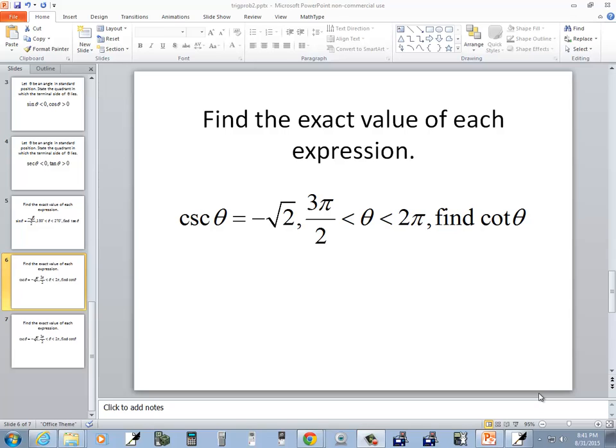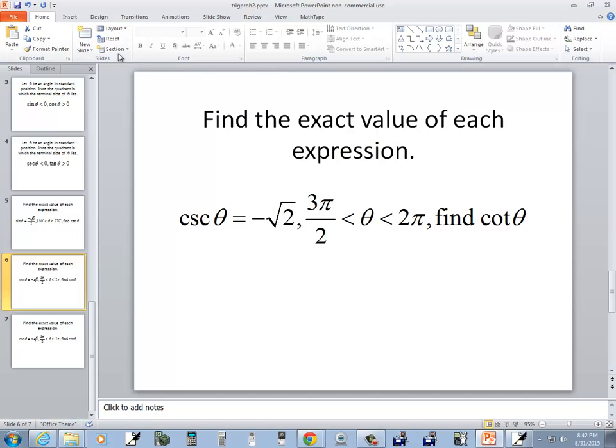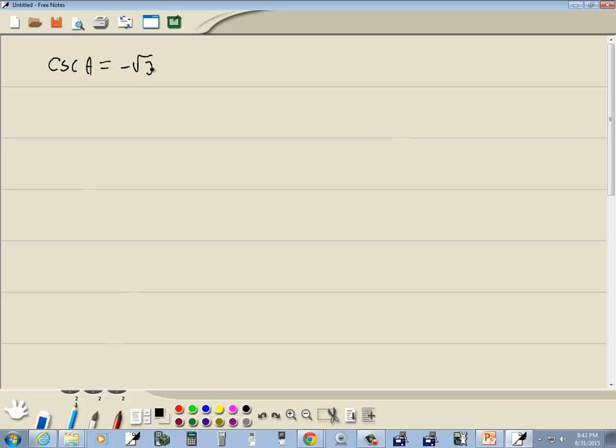Let's take a look at this problem. We want to find the exact value of each expression. Cosecant theta is equal to negative square root of 2. And our angle is going to fall between 3 pi over 2 and 2 pi.